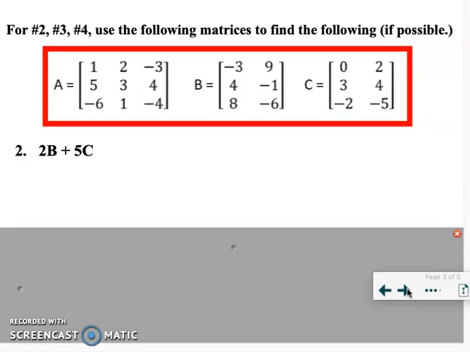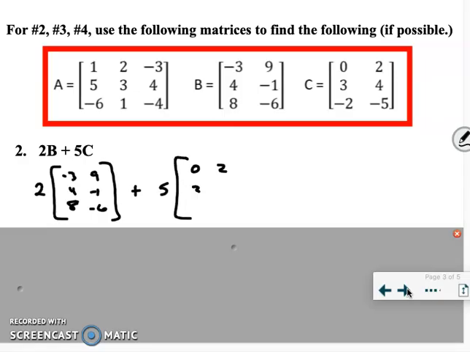So if I were to scale through here, 2 times matrix B, which is negative 3, 9, 4, negative 1, 8, negative 6. And then I'm going to add 5C, which is 0, 2, 3, 4, negative 2, negative 5. Before doing the work, we need to ask ourselves, can it be done? Even after I scale through, 2B is still going to be a 3 by 2 matrix. 5C is still going to be a 3 by 2 matrix. And we know that in order to add matrices, we have to have the same order. So yes, this one should work. We should be able to figure this out.